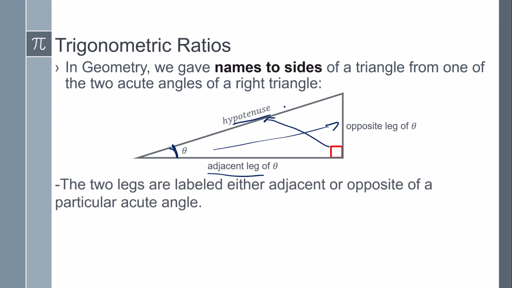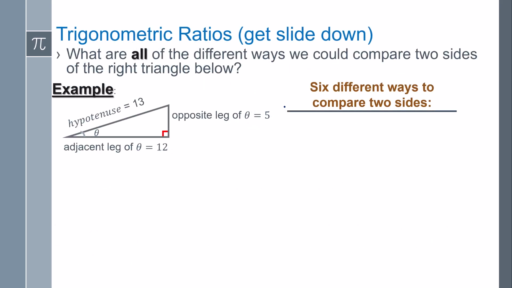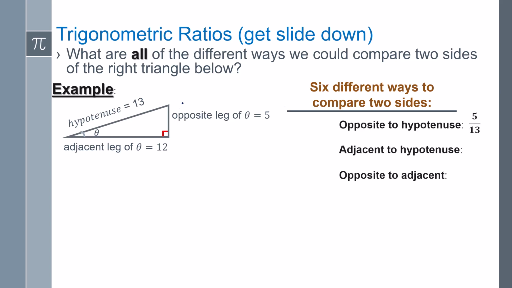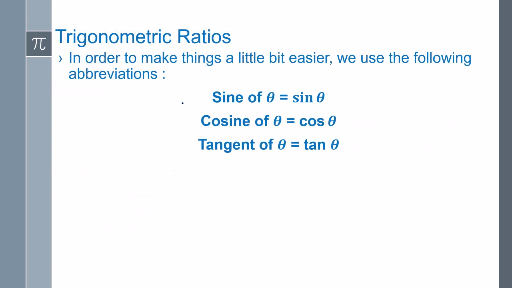The ratio of opposite to the hypotenuse, we call the sine ratio. The adjacent to the hypotenuse, we call the cosine ratio. And the opposite to the adjacent, we call the tangent ratio. This is what it looked like: sine of theta is written like this, cosine of theta like this, tangent of theta like this.